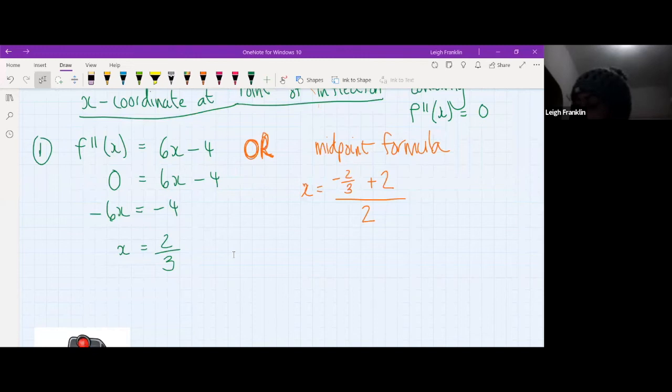Okay, but we've divided. So at this point over here, maybe I should put it in. Let me put it in a different color and maybe that'll help us a little bit. So at this point over here, we are dividing both sides by -6. So -4 divided by -6 is 2/3.